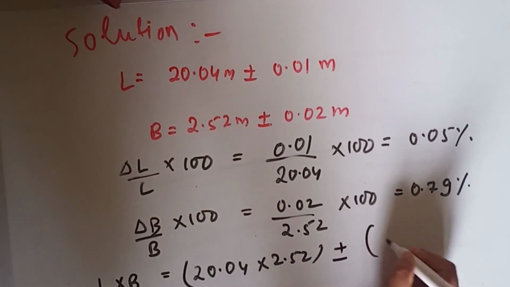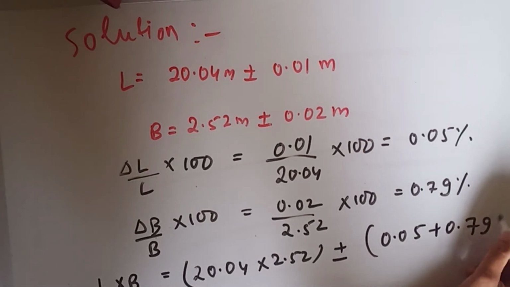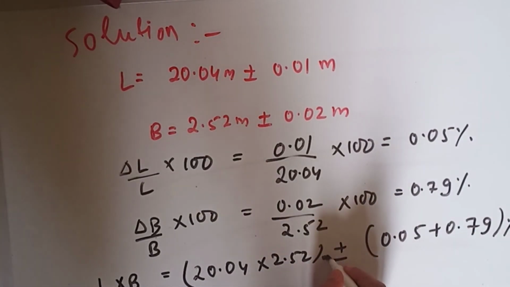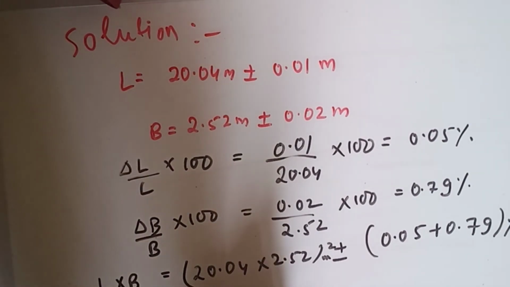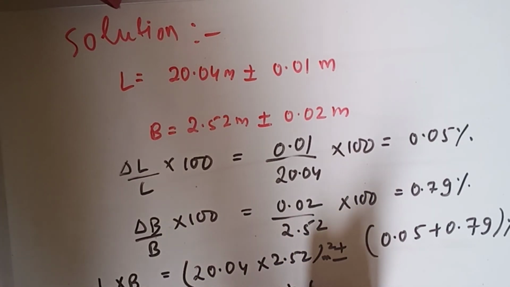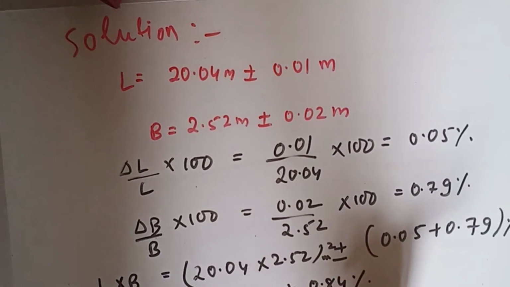Now what do we do with the errors? We add the percentage errors, whether it is multiplication or division, we add the percentage error. So this first part is in the unit meter square, but the second part is in percentage. So you'll get around 50.50 meter square plus minus 0.84%.